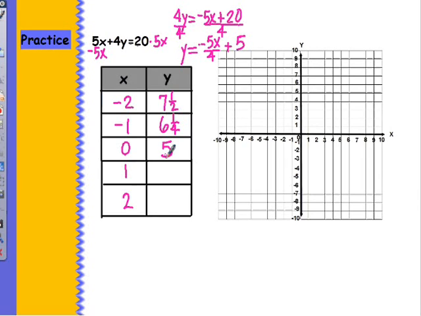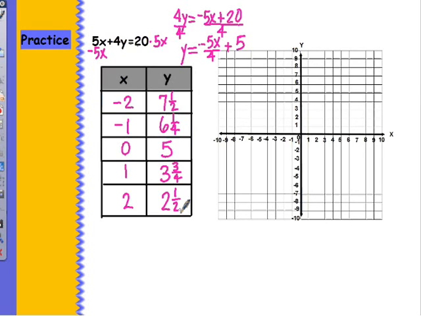So 1.25 less than 5 would be 3 3/4. And then the next 1.25 down would be 2.5. It's fine to use patterns to help you. There is no shame in that.